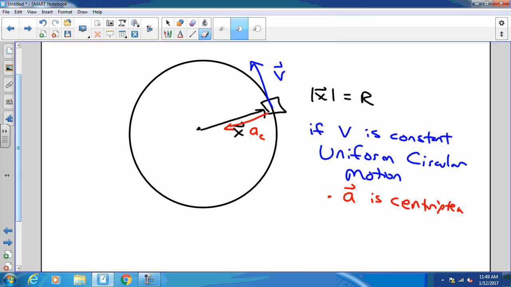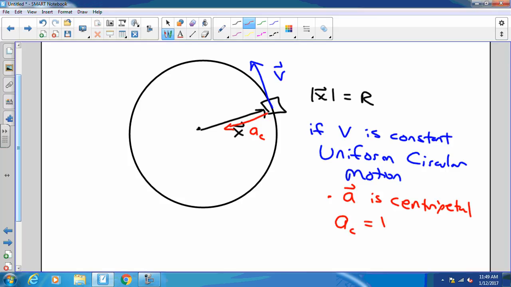And the significance of that centripetal acceleration is that it does not change the speed of the object. Because it is pointing perpendicular to the direction of motion, it does no work, and so it does not change the kinetic energy. It does not change the speed of the object. But it does change the direction of the velocity vector. So in uniform circular motion, the speed remains the same at all times, but the velocity is constantly changing because it is changing in direction.